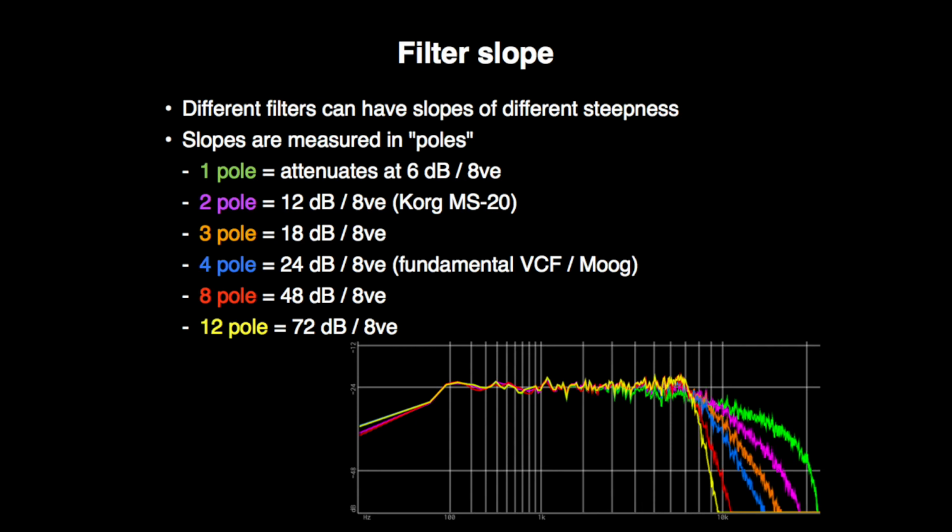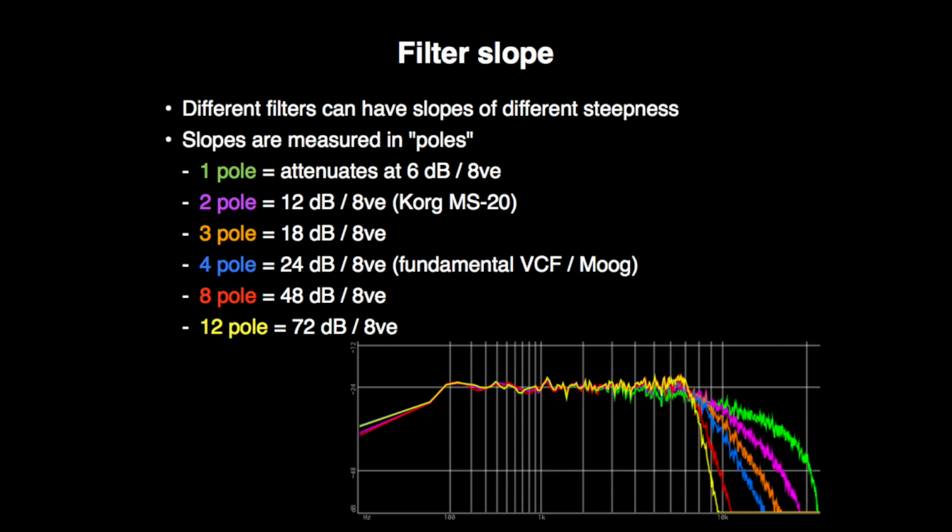So a 4-pole filter is what the very famous Moog filters were, and still are. And a 4-pole filter is also what we have here on the VCF in VCV Rack. Our fundamental VCF is a 4-pole filter. But you could have filters that are even more dramatic.